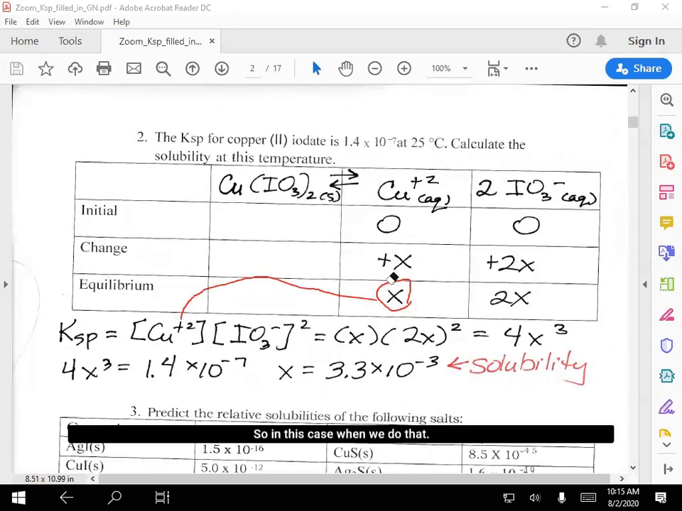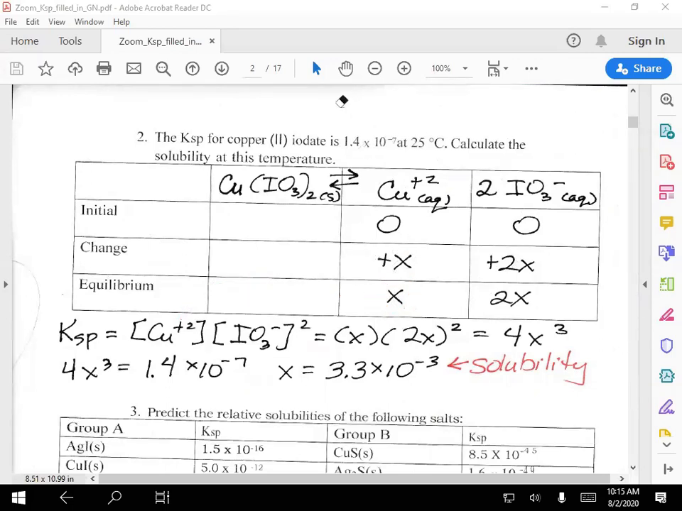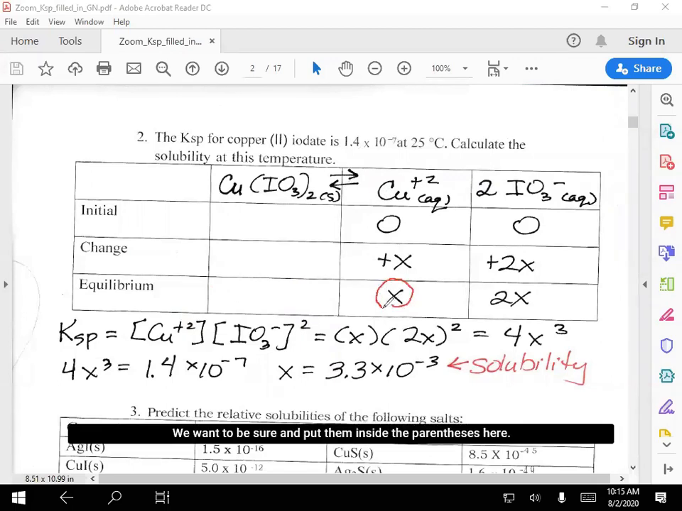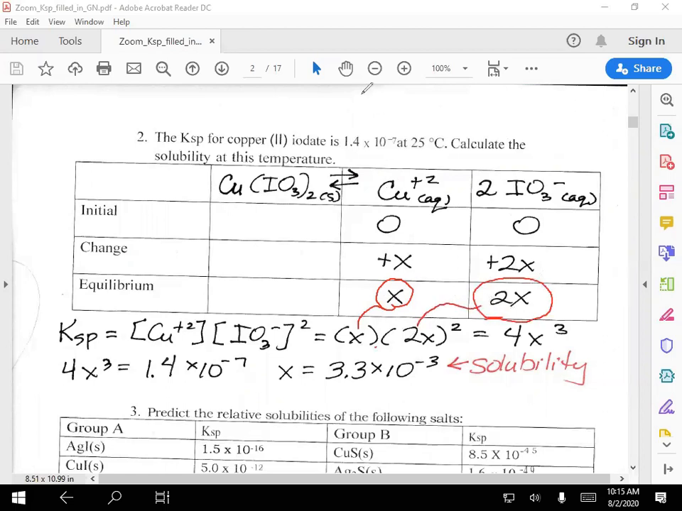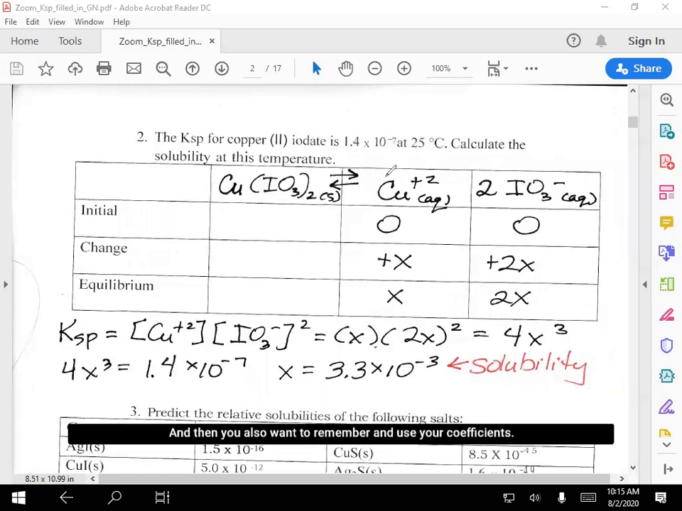So in this case, when we do that, we want to be sure and put them inside the parentheses here. And then this one also inside the parentheses here. And then you also want to remember and use your coefficients. So in this case, the copper ion was a 1. So you can leave it like that. And then in this case, the iodate was a 2. So put that there. And be careful doing your math.